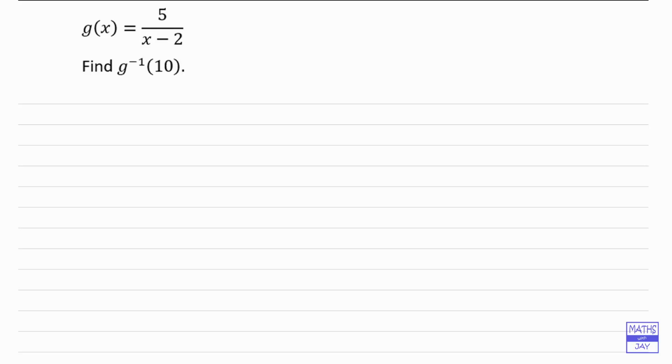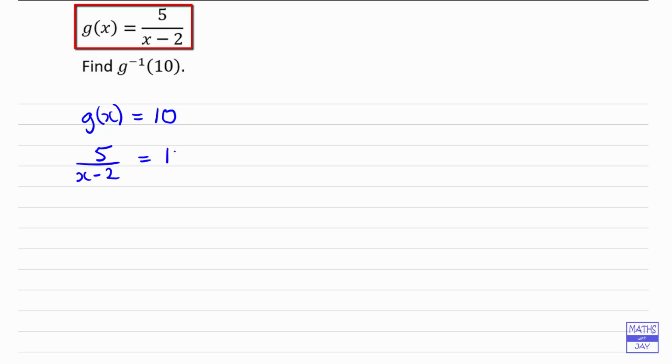So here we're given a function g and we are asked to find the inverse of 10. So a way of thinking about that is that g of x is equal to 10 and we want to know what x is. So that means, well, g of x is 5 over x minus 2. It means that that is equal to 10. And we need to find what x is.